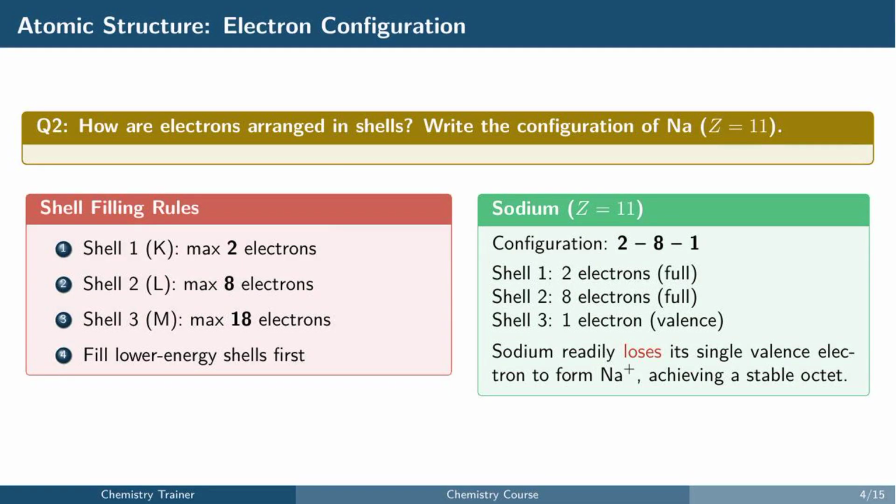Question 2. How are electrons arranged in shells? Electrons fill shells in a specific order. Shell 1 holds a maximum of 2 electrons. Shell 2 holds up to 8. Shell 3 holds up to 18. Always fill lower energy shells first. For sodium with 11 protons, the configuration is 2, 8, 1. Sodium has one valence electron that it readily loses to form a positive ion, achieving a stable octet.